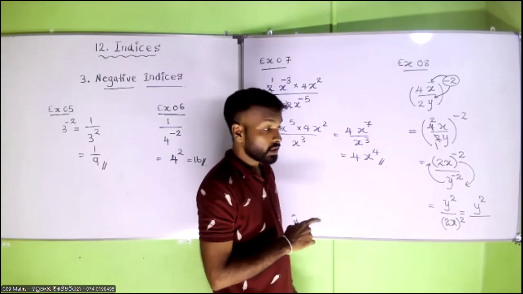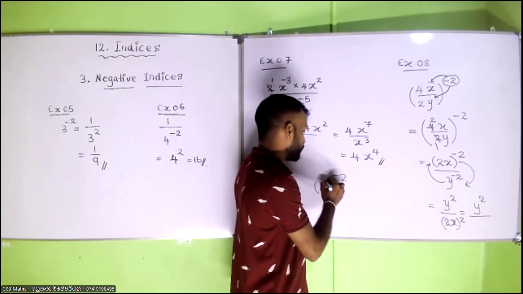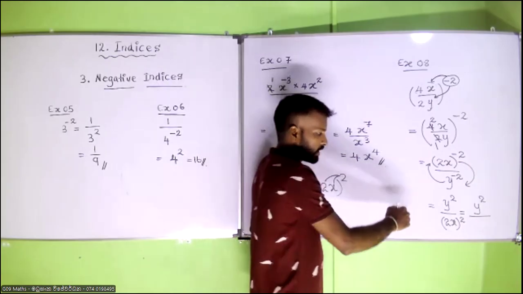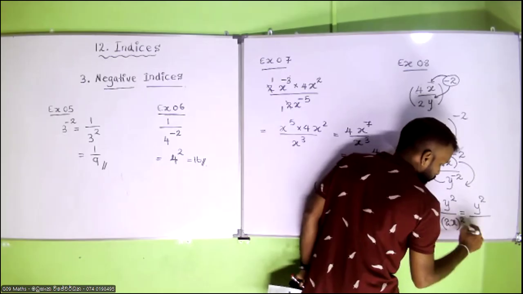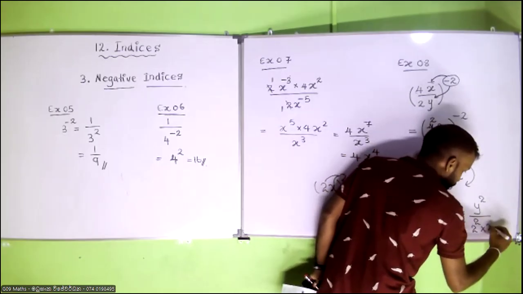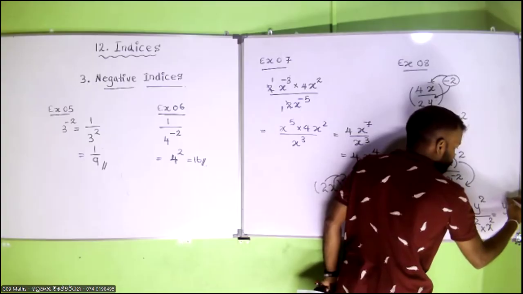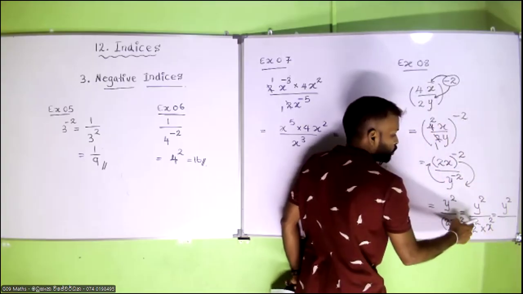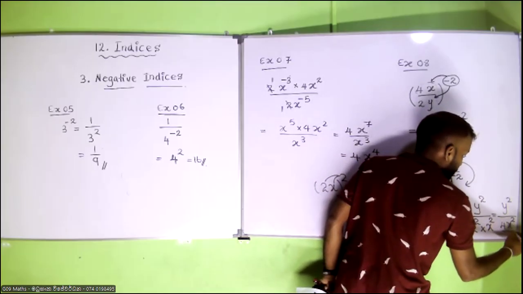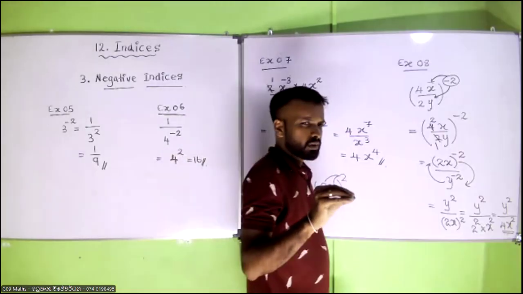2x whole thing to the power 2 means that the 2 belongs to both 2 and x. This power 2 belongs to 2 and x. So that I can write 2 to the power 2 multiplied by x to the power 2. Now you can evaluate. Y to the power 2 divided by 2 to the power 2, which is 4, x to the power 2. This should be your answer. Step by step, you have to do it. Don't be colorful. Step by step, do it.